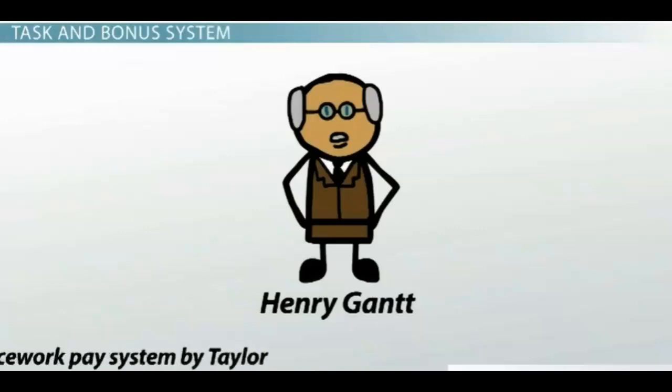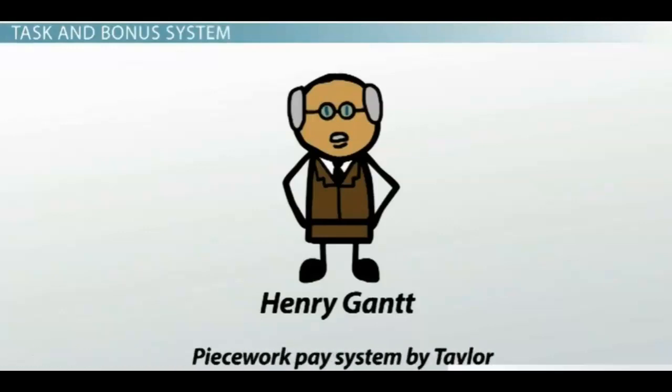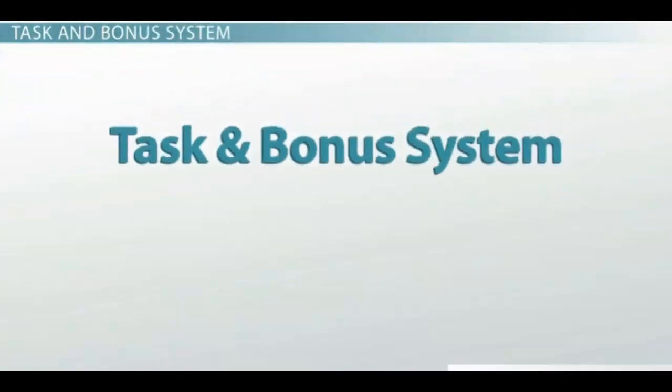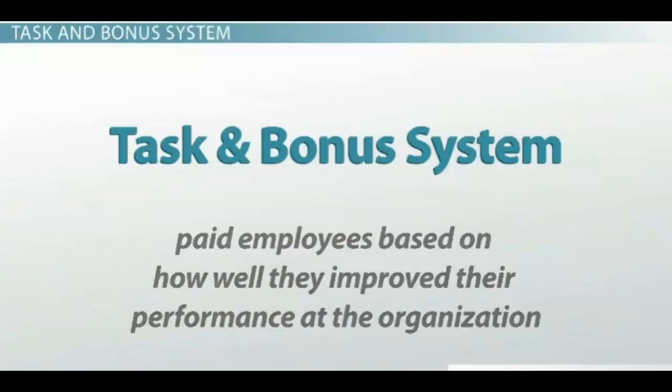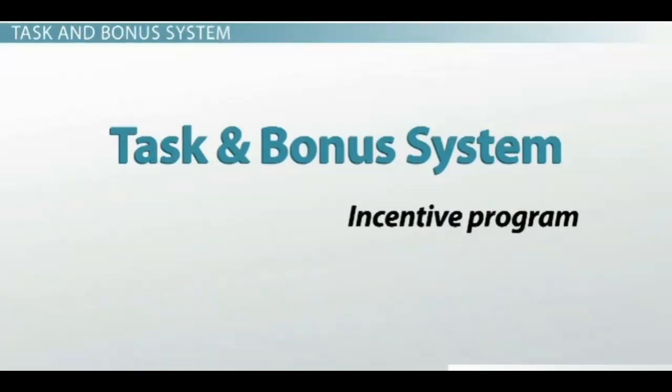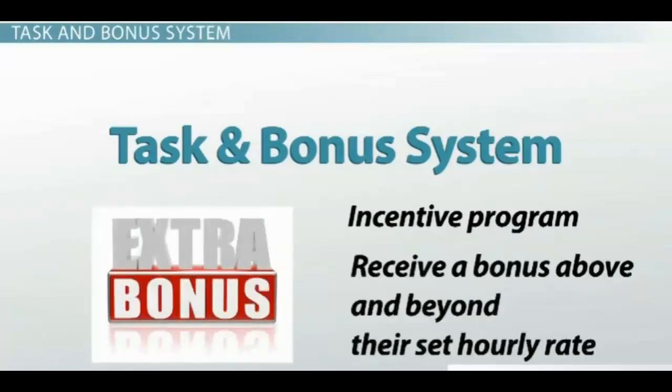Gantt did not find the piecework pay system previously developed by Taylor to be as effective as it needed to be to increase productivity. Gantt's alternative, known as the task and bonus system, paid employees based on how well they improved their performance at the organization. Specifically, the task and bonus system was an incentive program where an employee would receive a bonus above and beyond their set hourly rate once the employee's proficiency hit certain performance goals.